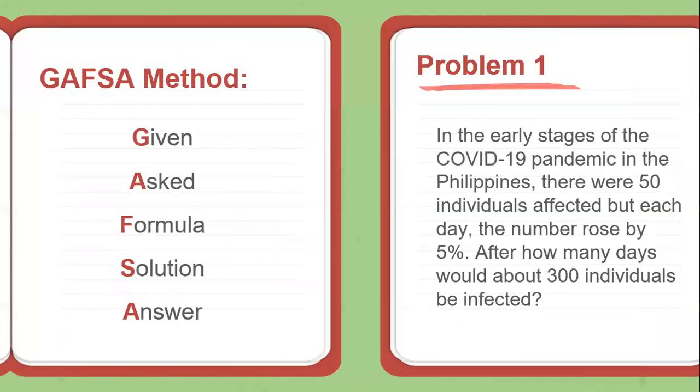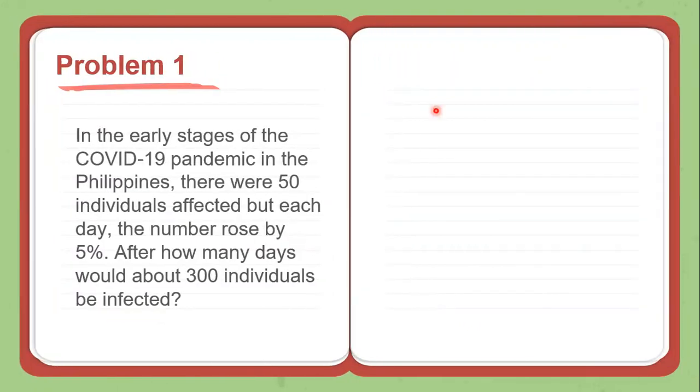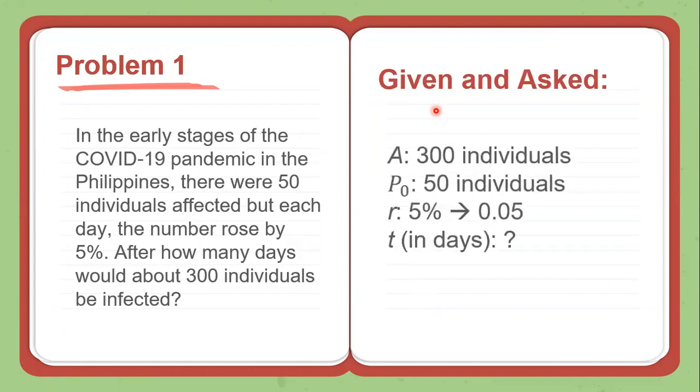So let's do this. What are the given? So the given and asked can simultaneously be identified. So first, we have the amount of individuals or the population of individuals after a certain period of time, 300. We have the initial population, 50 individuals. We have the rate, which is 5%, which in our case will be converted to decimal for easier calculation, 0.05, and we have the component which is being asked, the time in days.